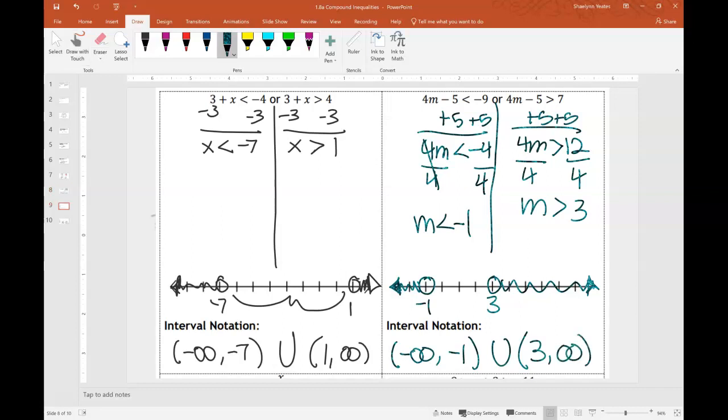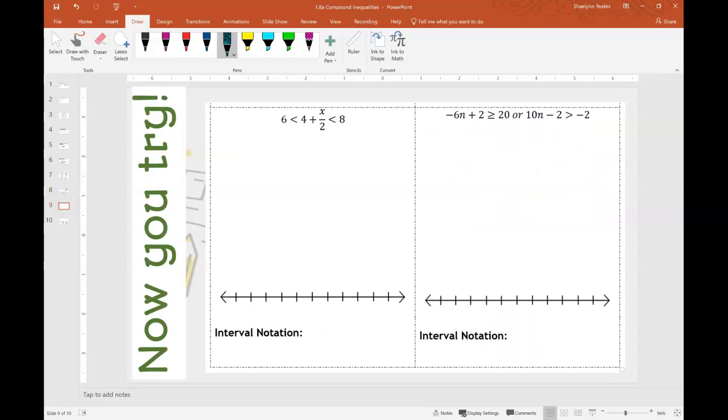All right. You guys, I dare you to give these two a shot. You've got one and one or problem. So one should end up being a little segment. One should be arrows pointing in both directions. You've got this.